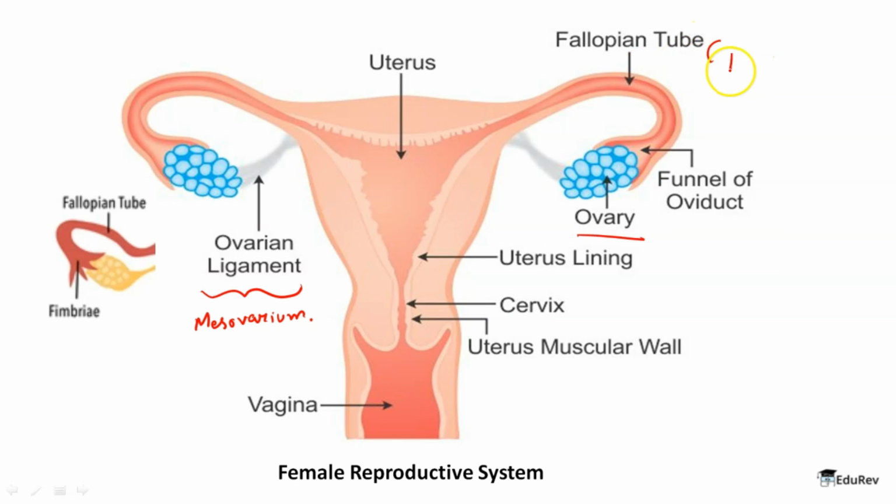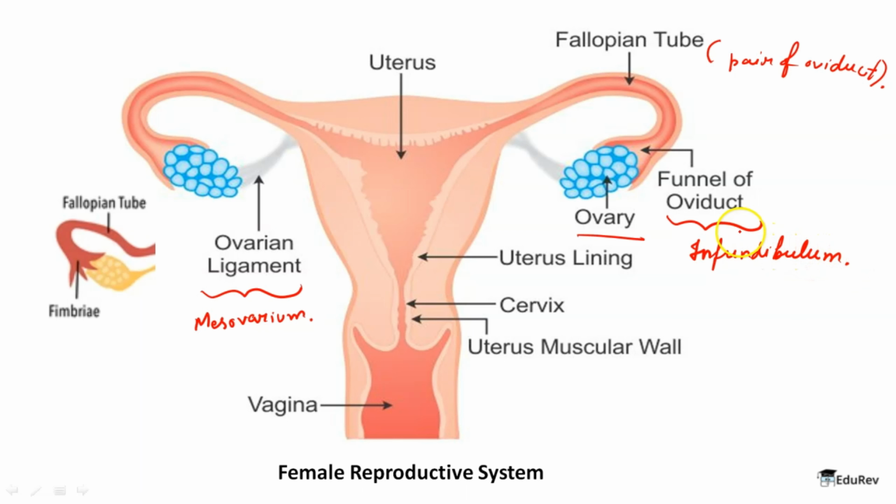I can write here pair of oviduct. It is present one on the left and other on the right. The first part is broad region known as infundibulum, which is also called as funnel of oviduct. Infundibulum. So this is our infundibulum.